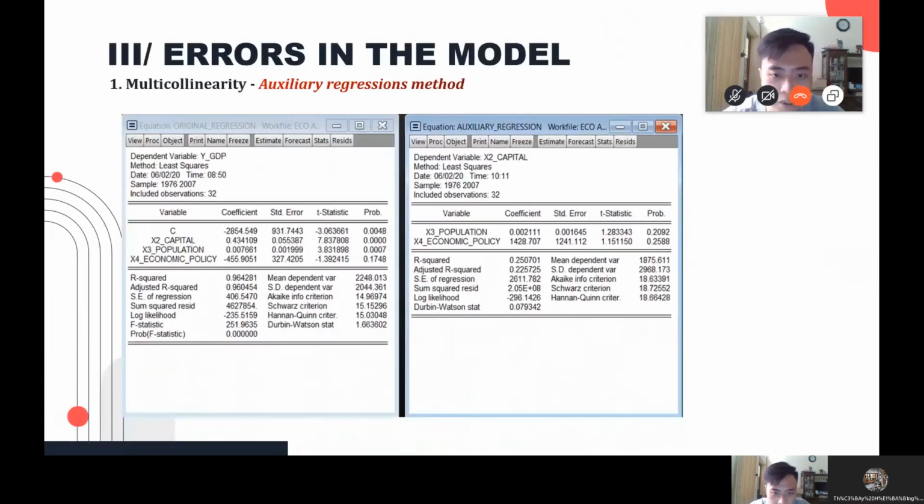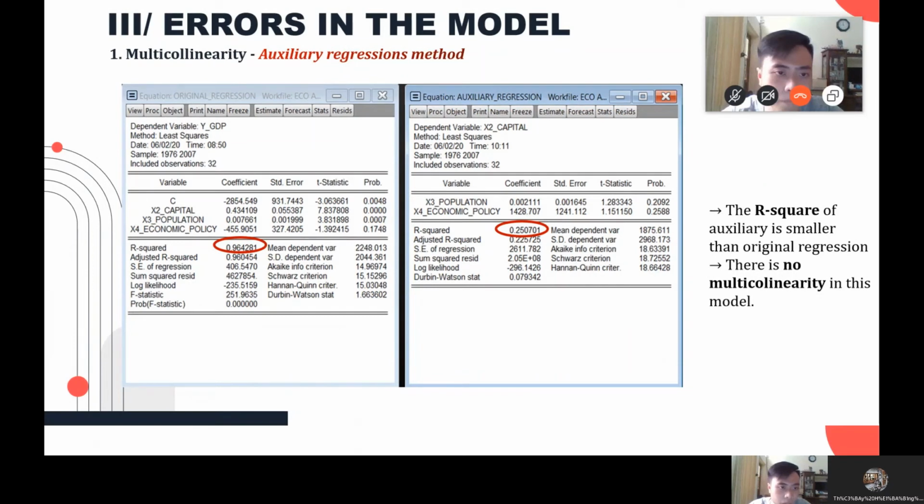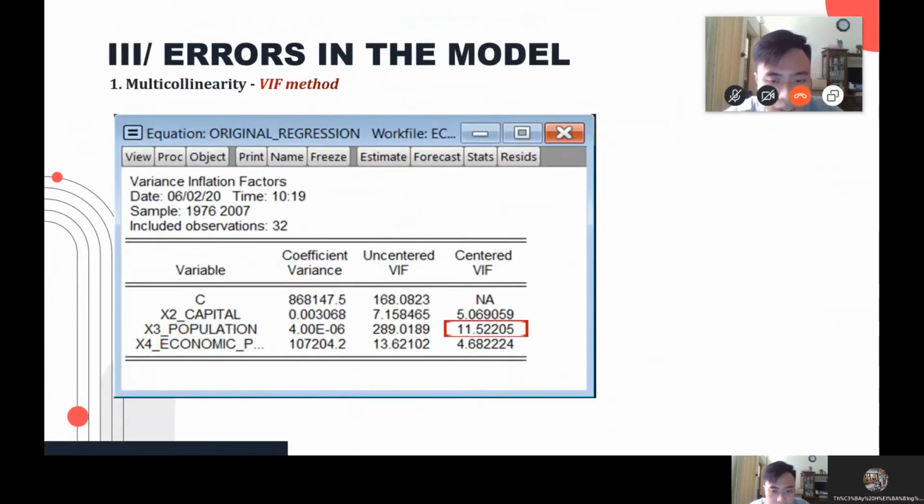I compare the R square in the auxiliary regression and the original regression, and the R square is smaller than in the original regression. So there is no multicollinearity in this model. Coming to the second method, the VIF method, I look at the centered VIF and it shows that the population variable has multicollinearity in this model.